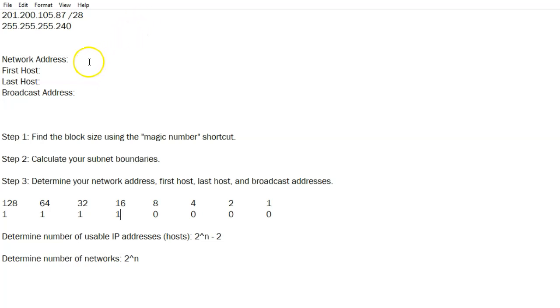So our network address, based on this subnet mask, is going to be 201.200.105.80. What's our broadcast address? Well, as I said, our next network is 96. So our broadcast for this network will be 201.200.105.95. And then it's very easy to find our first and last hosts. We just increment our network address by 1 to find our first host, and we subtract 1 from our broadcast to find our last host.